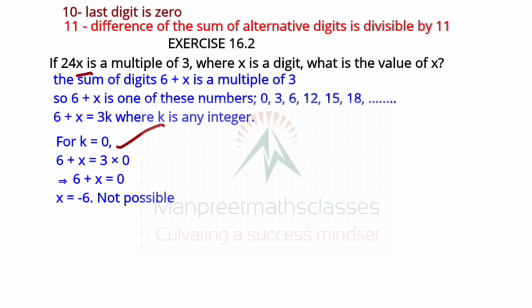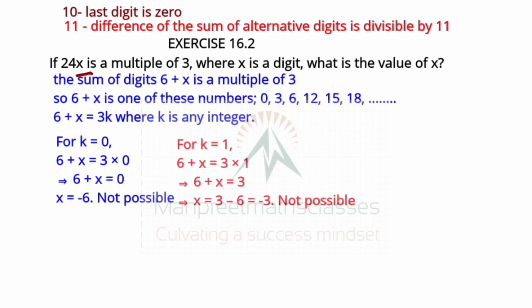So 6 plus x is equals to 3 into 0. So 3 into 0 gives you 0. So 6 plus x is 0. Now when you transfer this 6, it will go in negative. So x is equals to minus 6, which is not possible. I already told you the reason why a negative digit is not possible. Now let's check for k is equals to 1.